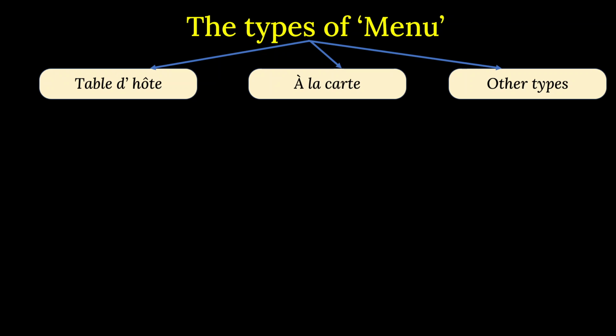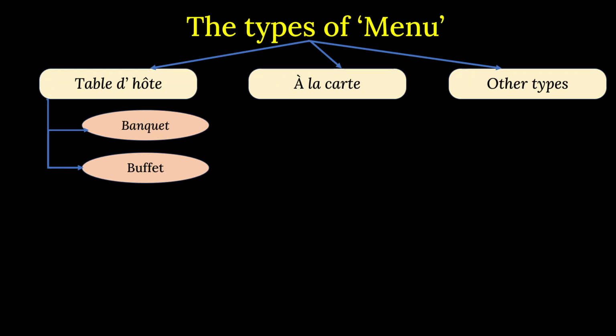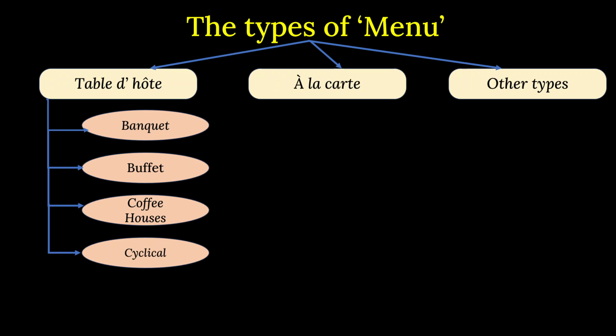So under table d'hote, first we get another menu known as a banquet menu, buffet menu, coffee house menu, and also cyclical menu or cyclic menu. So under table d'hote, these are the examples: banquet, buffet, coffee house and cyclical menu. Under a la carte there are many.